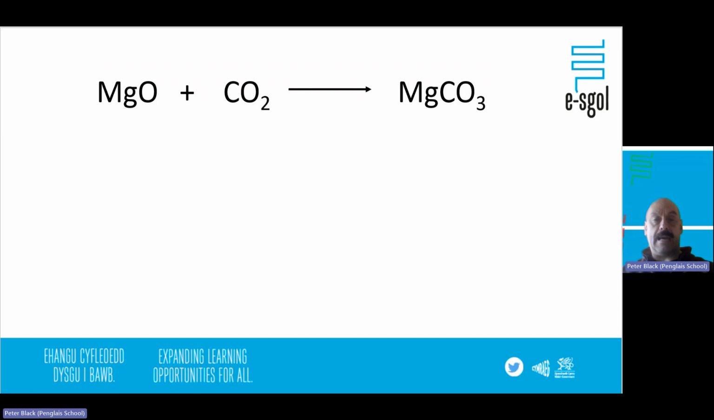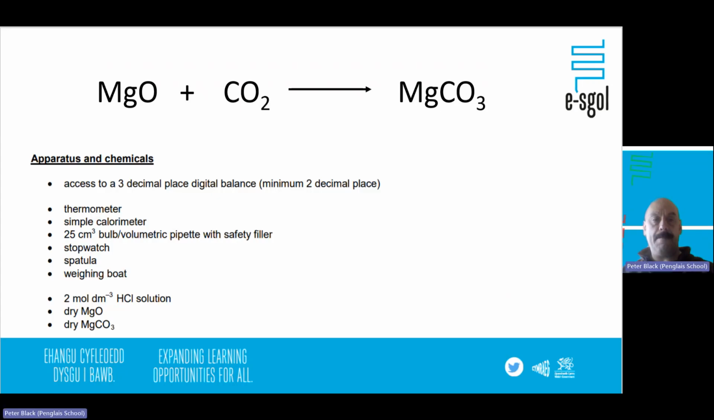there's the reaction. And if you go to the practical book, you'll see that the apparatus and chemicals we need are here. Specifically, though, for us in constructing our cycle, it's this bit here. So it looks like we've got our dry magnesium oxide. It's important because we don't have any water in there in terms of mass. And we've got some dry magnesium carbonate. And you can also see that we've got some 2 molar hydrochloric acid. Okay, fantastic. So why is that going to be useful to us?